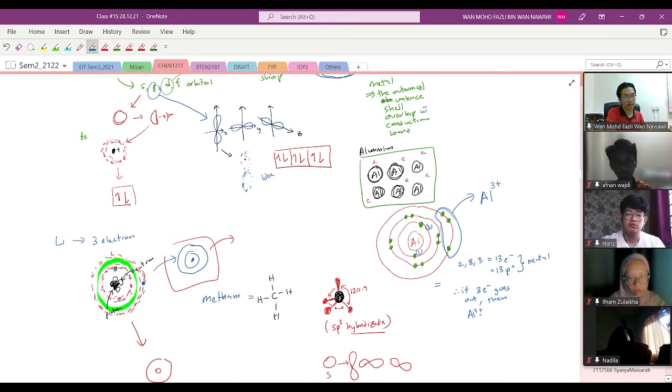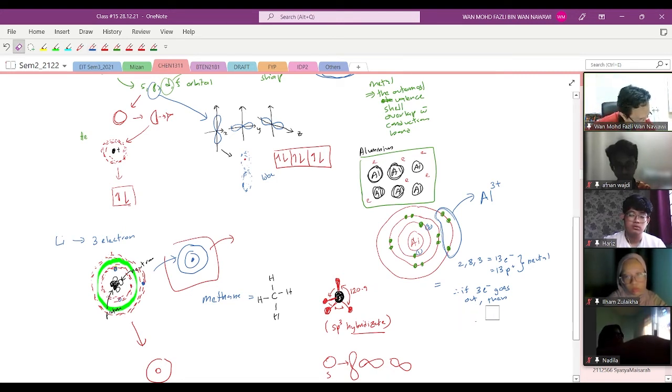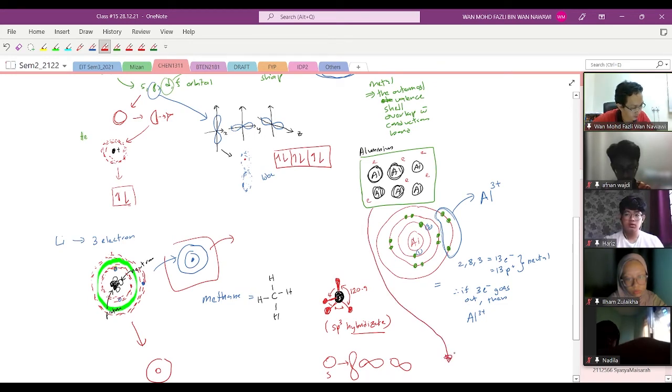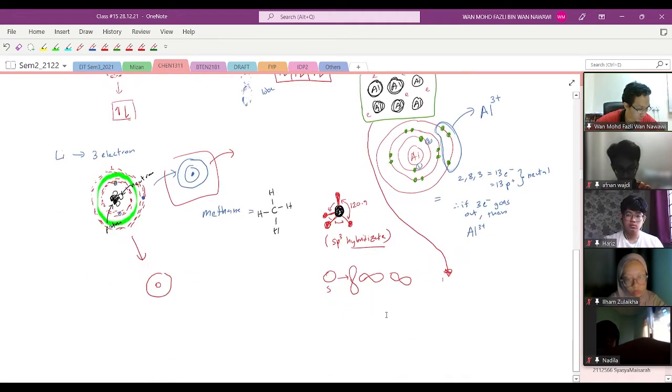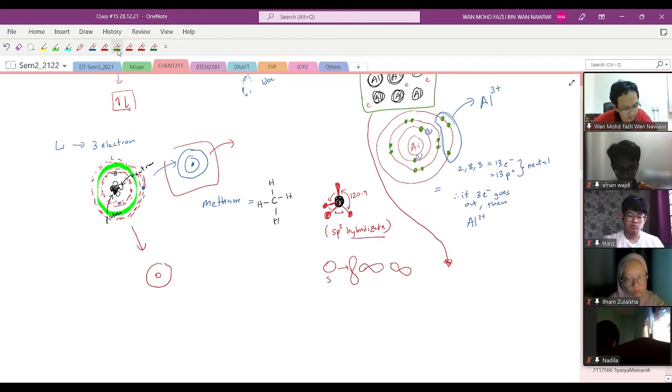So Al3+. Let me draw it like this. Now, inside the metal, if I go down here, if you want to draw the configuration inside the metal, it will be like this. Let me put it like this.